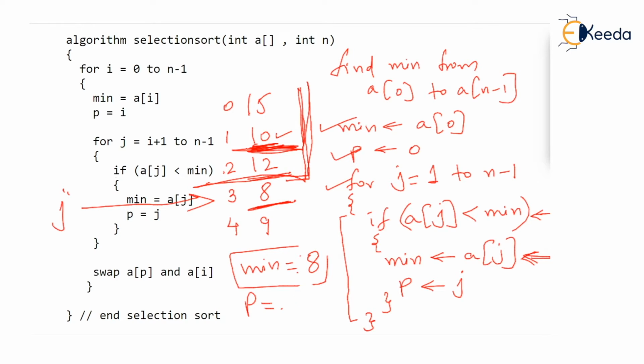J currently is 3. Oh yes, minimum at the moment is 10 up to this place of the array and place is 3. Now the for loop repeats and J is going to become 4. Now if J becomes 4, we will again check, is AJ, that is 9, less than min, but min is 8. So neither min nor P gets updated. And now J is not going to repeat because J has attained the last place of the array, n minus 1 place, and the loop breaks.